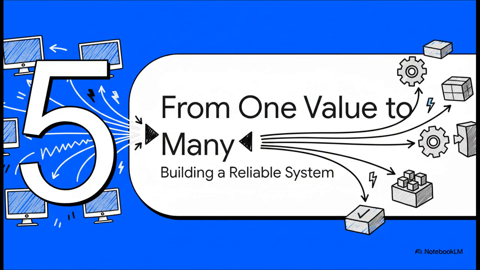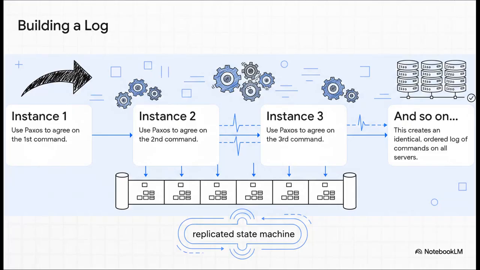So we did it. We found a safe way for a bunch of computers to agree on a single value. That's a huge achievement. But how do we go from this one little building block to constructing the massive, reliable systems we use every single day? The answer is, we just run the algorithm over and over again. We use one instance of Paxos to agree on the first command in a sequence. Then we run a completely separate instance of Paxos to agree on command number 2, then a third for command number 3, and on and on.